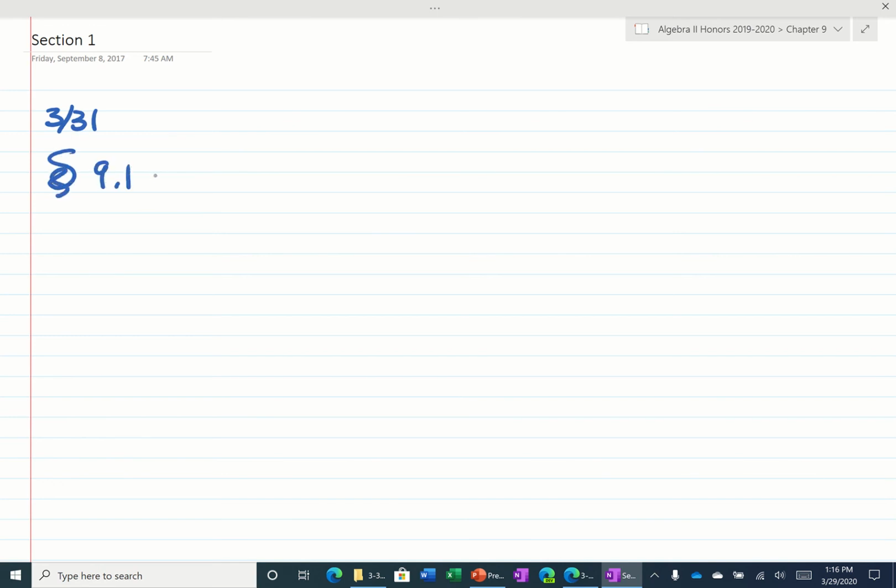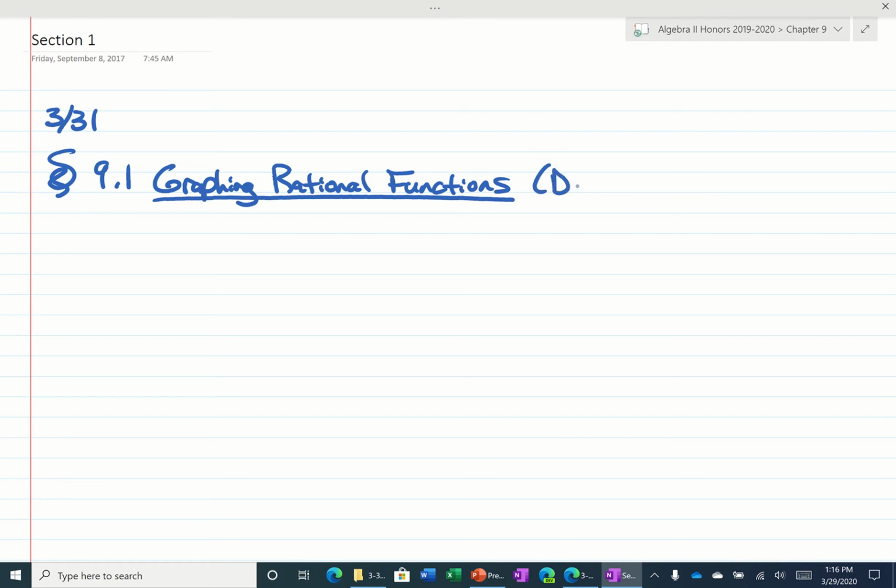It's going to be section 9.1. We're going to be graphing rational functions. And this will be day 1.